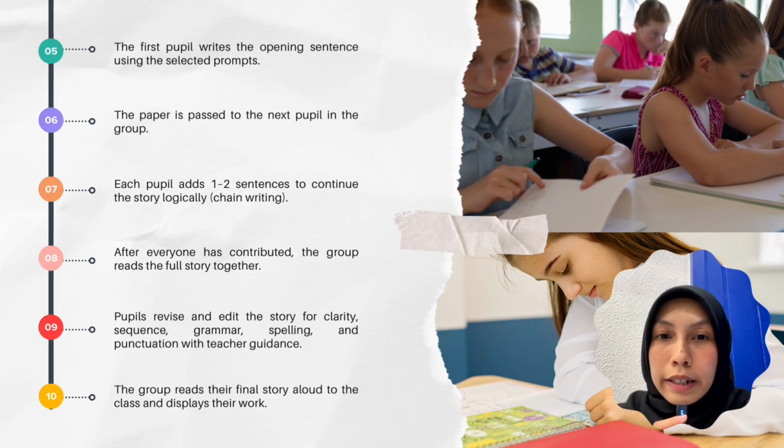Step 7. Each pupil adds 1 to 2 sentences. The process continues until all pupils have contributed. Each pupil adds only 1 or 2 sentences so that the task feels manageable and less stressful.